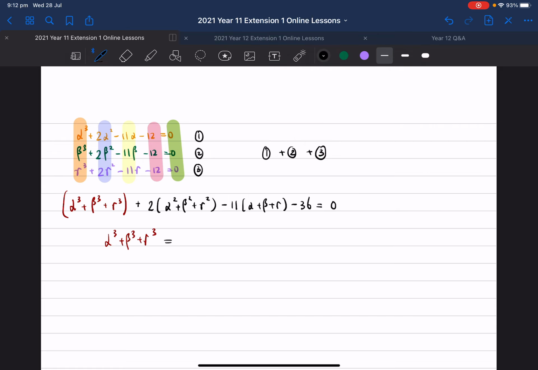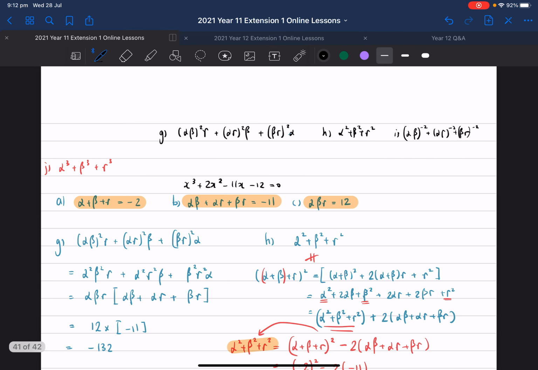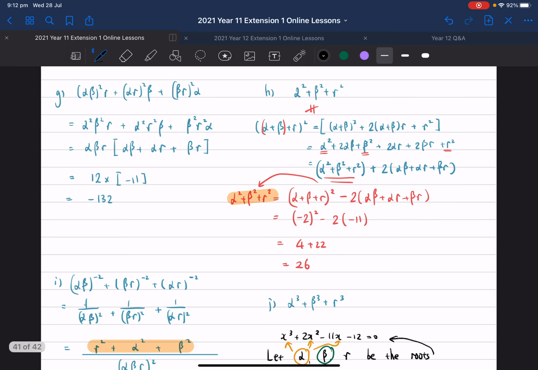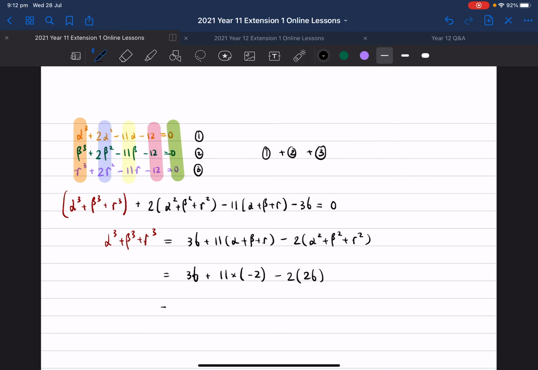Very, very special. So it is equal to 36 plus 11 times (alpha plus beta plus gamma) minus 2 times (alpha squared plus beta squared plus gamma squared). So you end up with 36 plus 11 times the sum of the three roots, which is minus 2, minus 2 times the previous result, which is 26. Okay, and if we use a calculator, 36 minus 22 minus that, the answer is minus 38. So that is the right way of doing it.